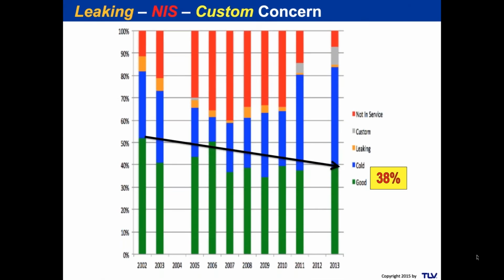In that article, I talk about this site from 2002 to 2013. They had a gap year where they didn't do testing in 2004. They had a gap year in 2012. But look at this. Their trap population is going from around 52% good to 38% good. I want you to think about that for a second.